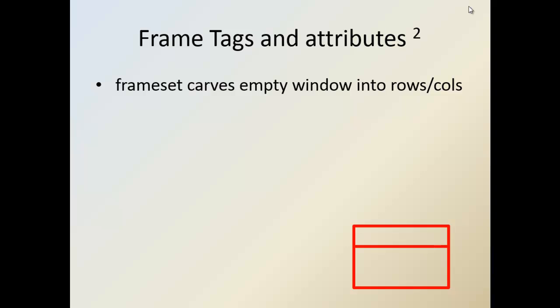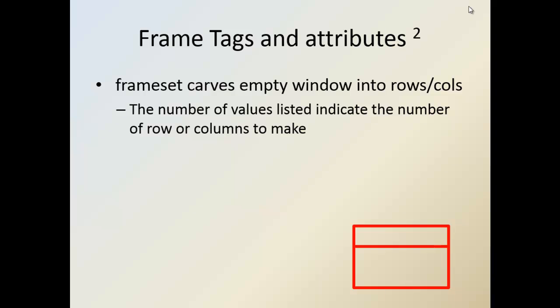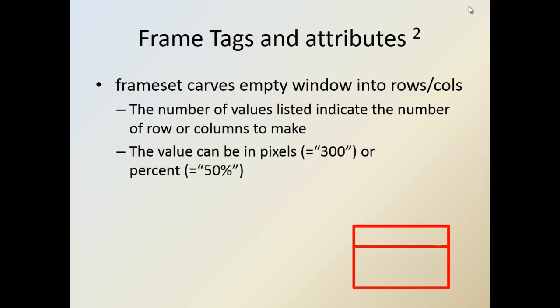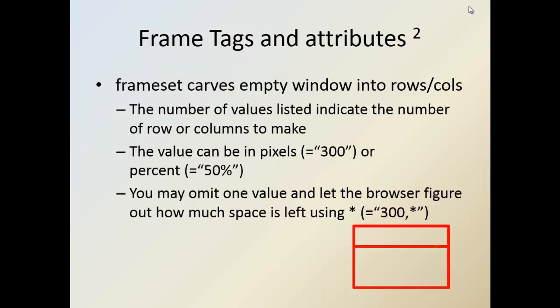Again, the frameset carves the empty window into rows or columns. The number of values listed indicates the number of rows or columns to make. The value can be in pixels, such as equals 300, or percent, such as equals 50%. You may omit one value and let the browser figure out how much space is left using the asterisk, such as equals 300, comma, asterisk.